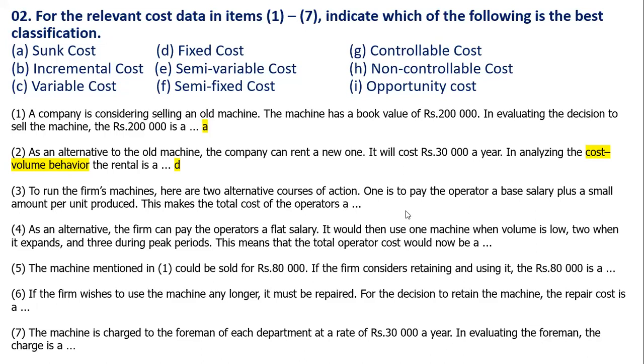you can see both the fixed cost and the variable cost is involved, isn't it? The fixed cost is that, so there is a base salary. Irrespective of the units that you produce, the cost is involved. Irrespective of the units that you produce, the salary is there.